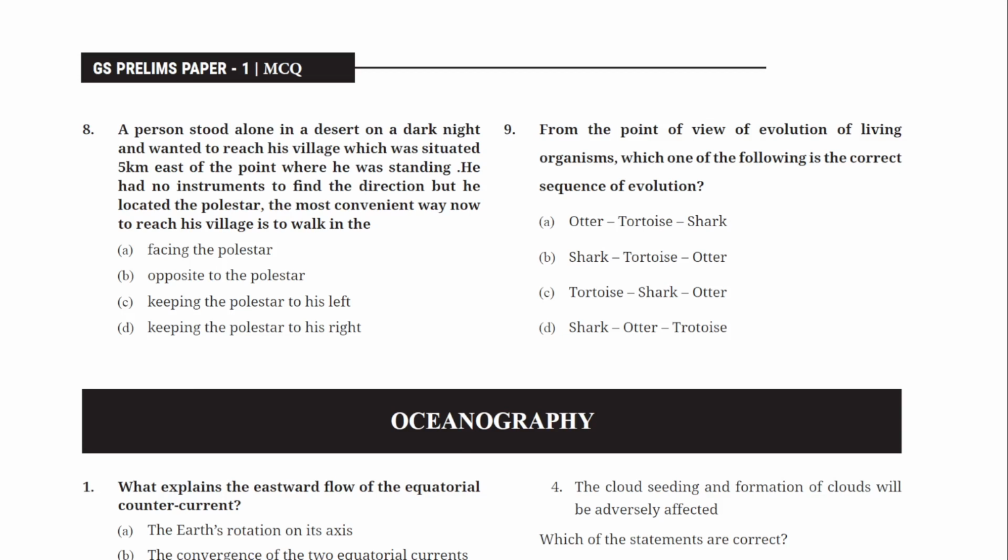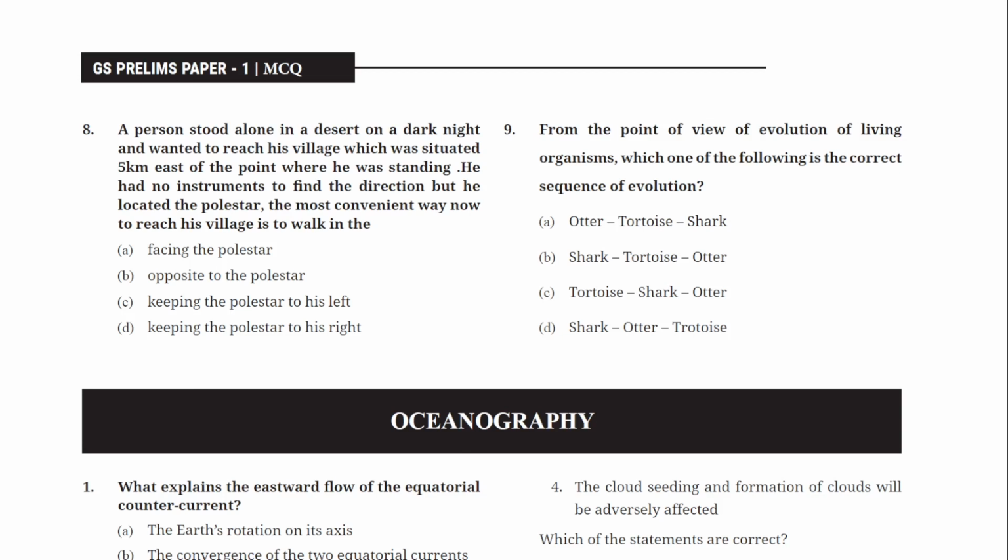So this is a question from NCERT, from 6th and 7th class NCERT. There's a discussion about the pole star. Whenever we read about the pole star, we always feel that this is almost unnecessary, that questions could hardly be asked from here. But see how the question is framed here. By using the pole star, the person, because the village was situated 5 kilometers east of the point where he was standing, should move keeping the pole star to his left.